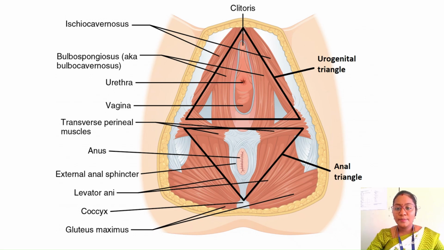See the image, this will be very clear. This is the urogenital triangle, that is the anterior triangle, and this is the posterior triangle.